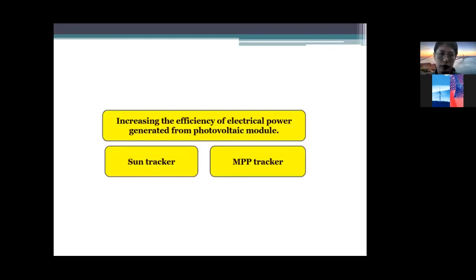Now, there are two general methods to increase the efficiency of a solar PV. The first one is to use the so-called sun tracker, wherein you need to put some mechanical track on the solar PV such that whatever the orientation of the sun, the solar PV will also follow. And the second method is the so-called MPP tracker. With this MPP tracker, you don't need to tilt your solar PV to follow the orientation of the sun, but rather the control system will adjust in order to increase or even decrease the power output that can be produced by a solar PV.